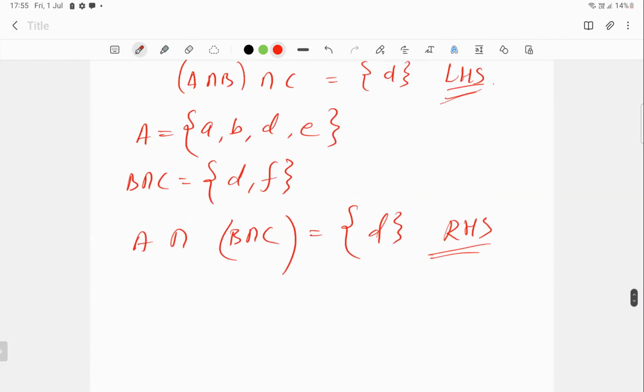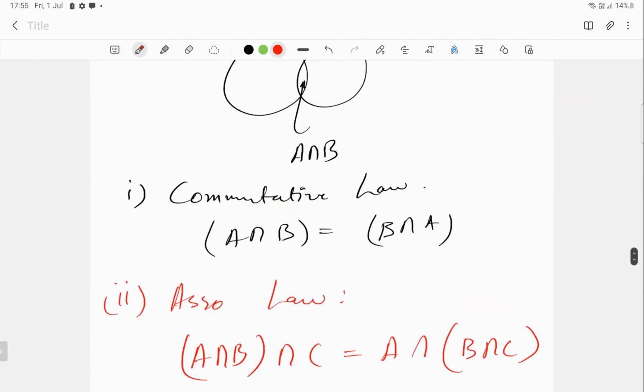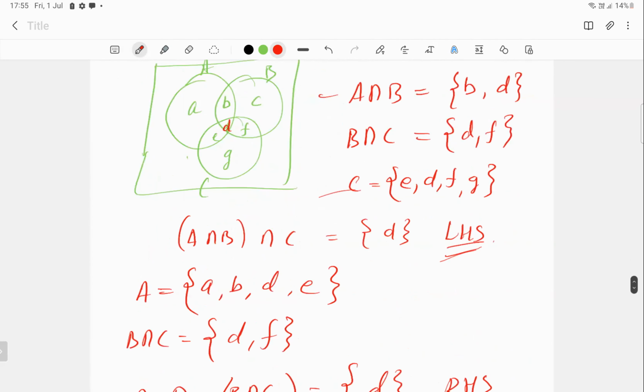So to understand any law, whatever law is there in your book, you can just draw the Venn diagram and mark it like this. You can draw as many sets as you want. It doesn't matter. But if you can understand a combination of three sets, then you can solve all the problems. For your reference, I think three sets are only required.